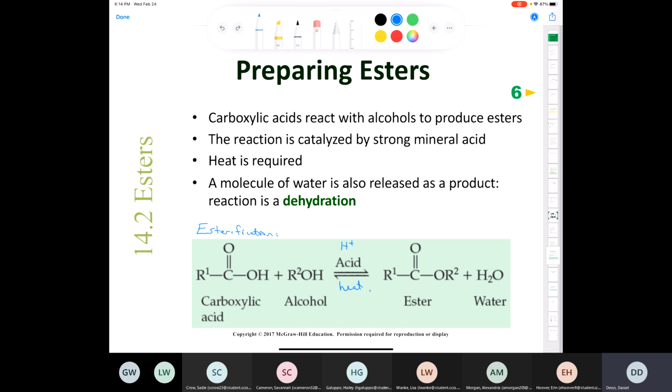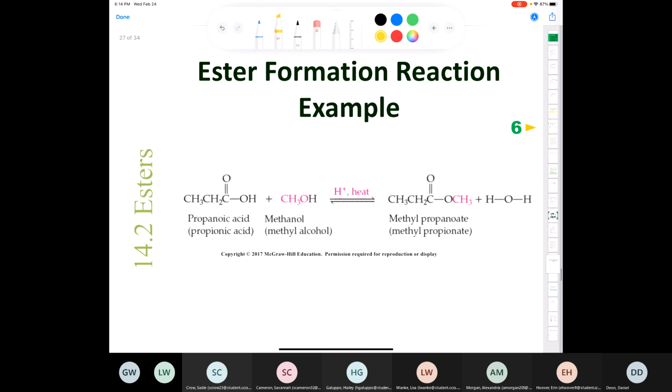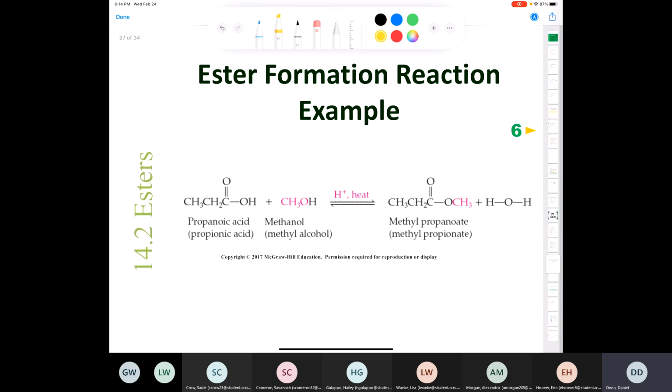Okay, so esterification is an extremely important reaction that you need to know: when you take a carboxylic acid plus an alcohol in a strong acid and you heat it up, you produce an ester plus water. And you've got to know that it's called an esterification reaction. Well, once you get an ester, what can you do with it? We'll look at that in a second. But before we do that, let's look at a specific example.